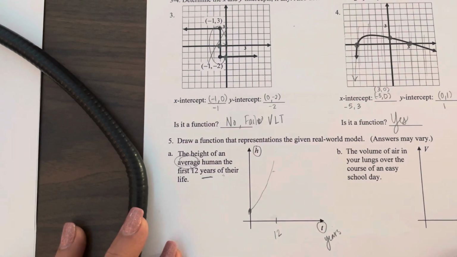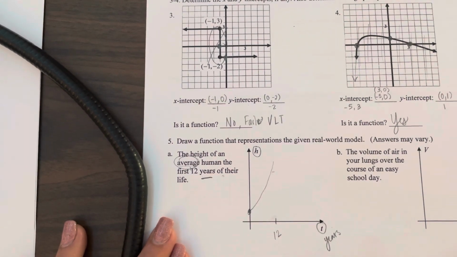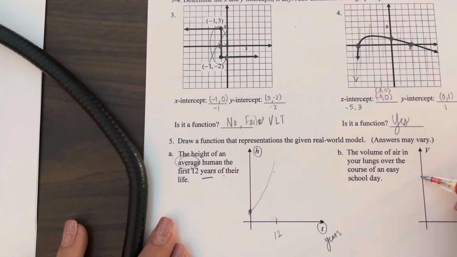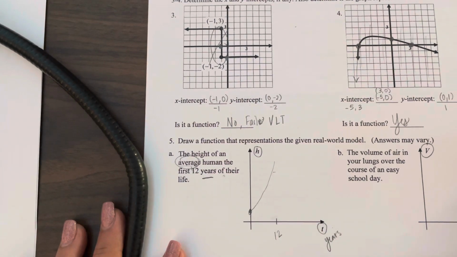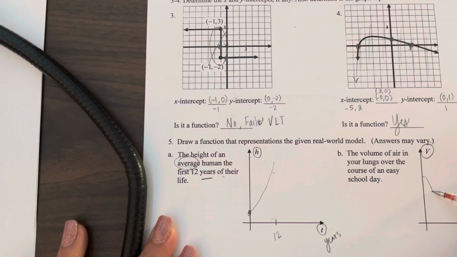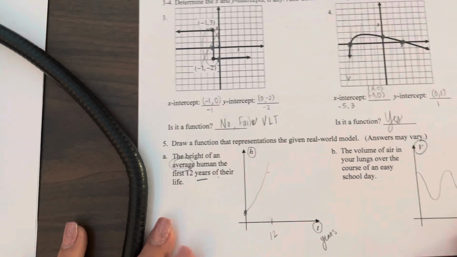B, the volume of the air in your lungs over the course of an easy school day. In normal time, you always have air in your lungs. So this is the volume versus the time. As time passes, you have air in, you go out, you go in. And this is again throughout the school day. My little graph is a little off, but you get the idea.